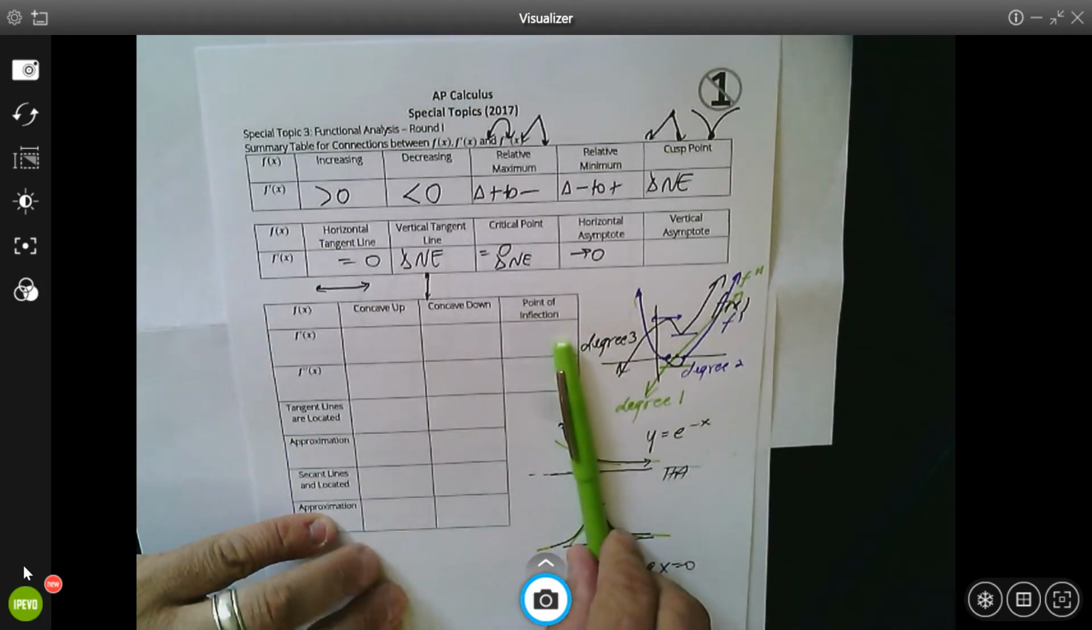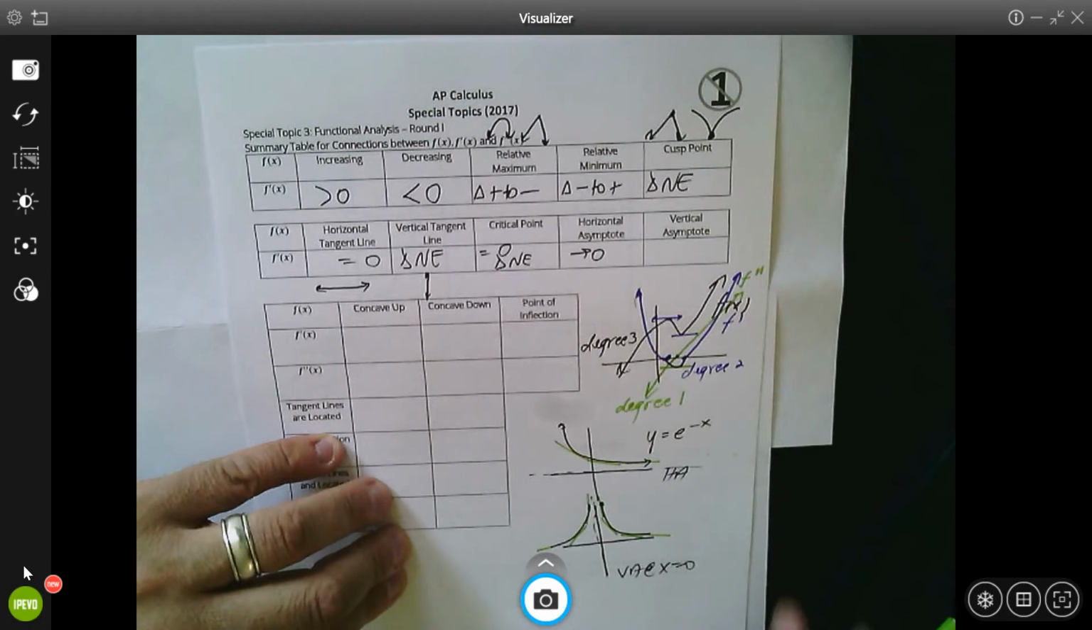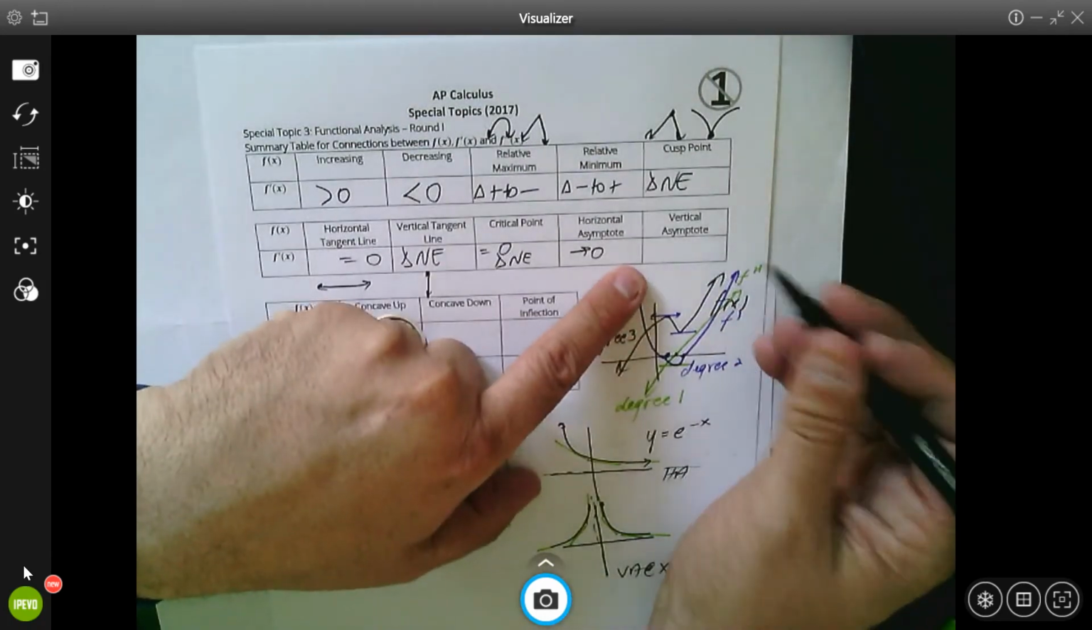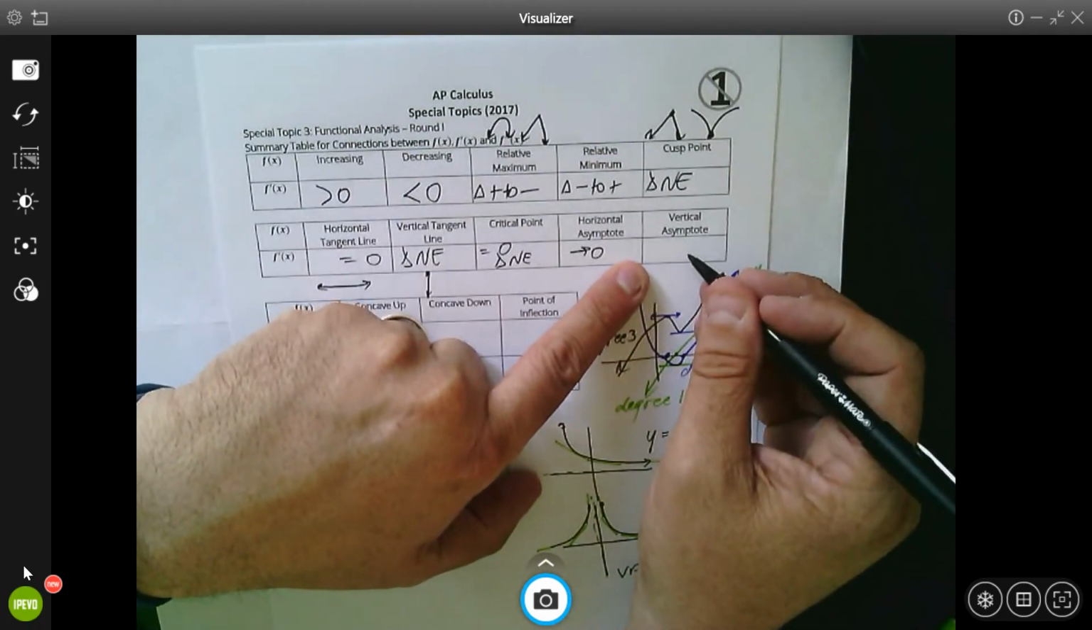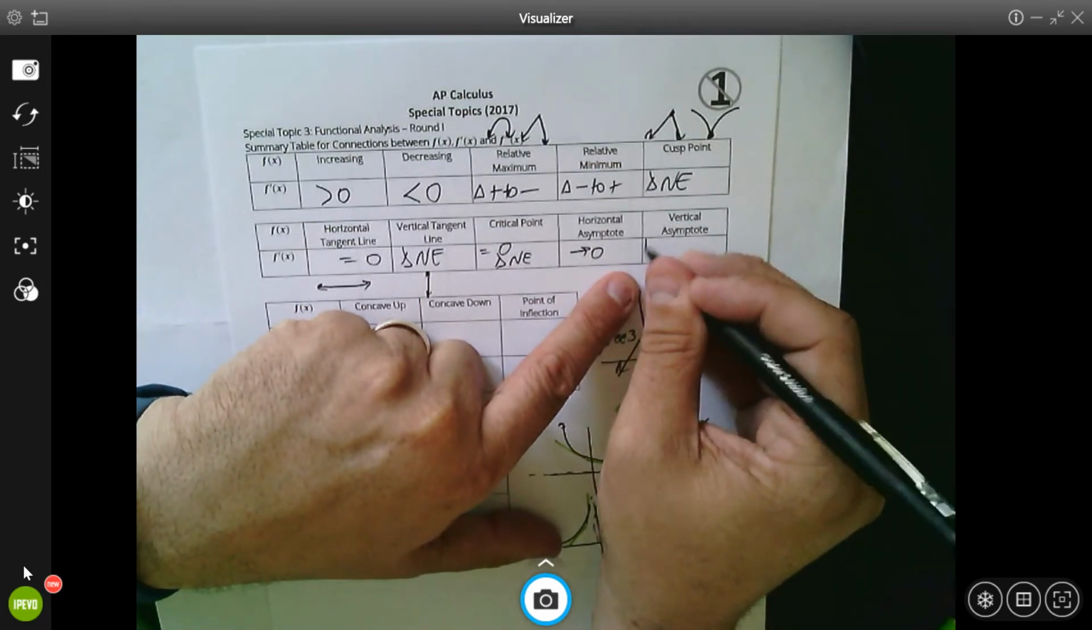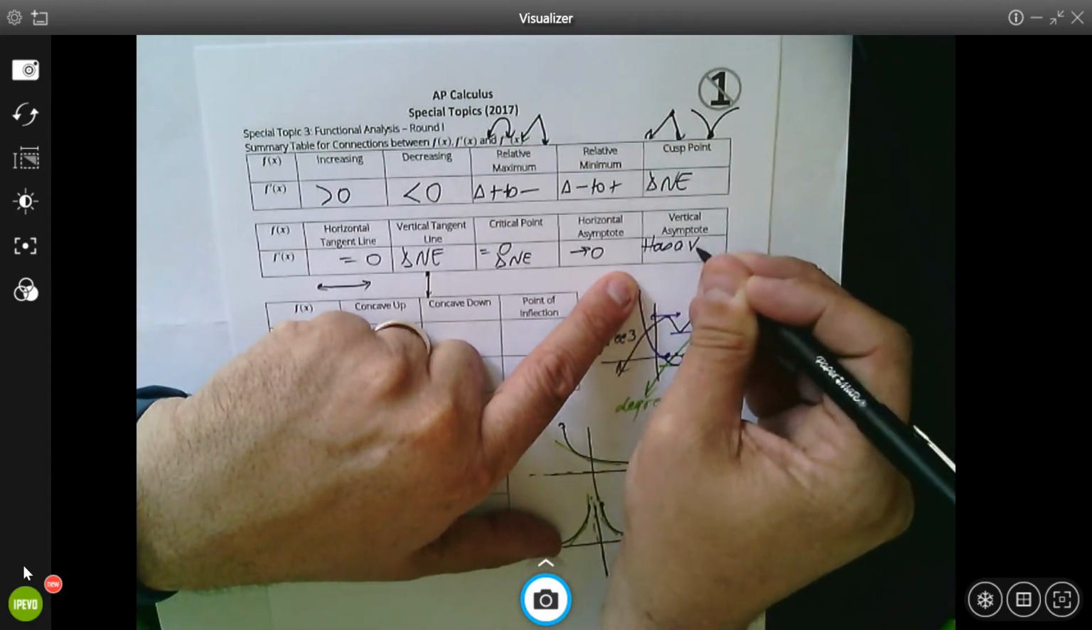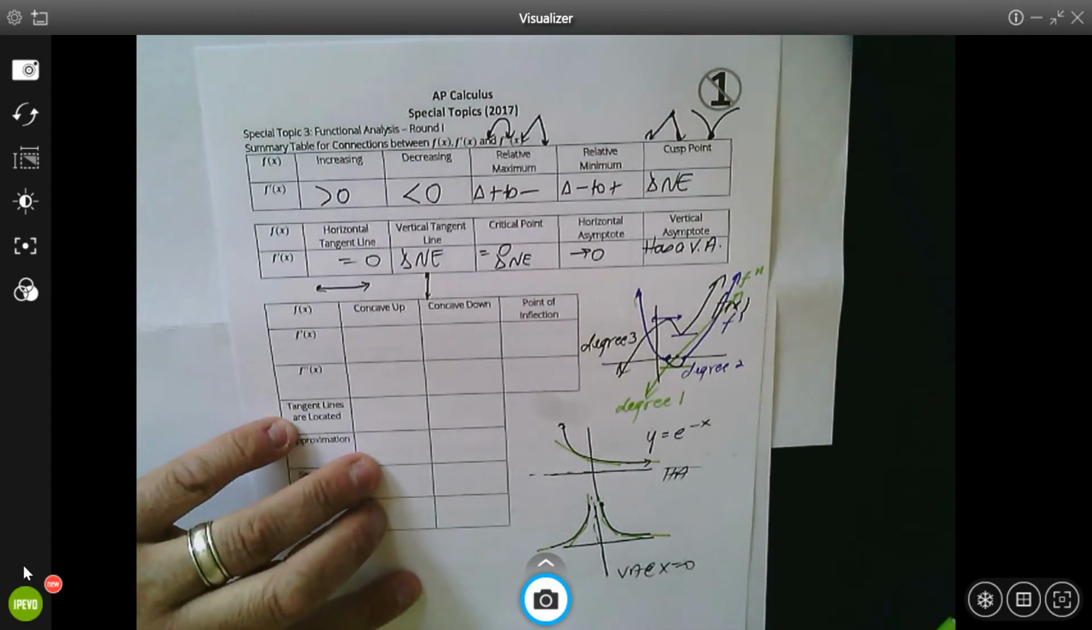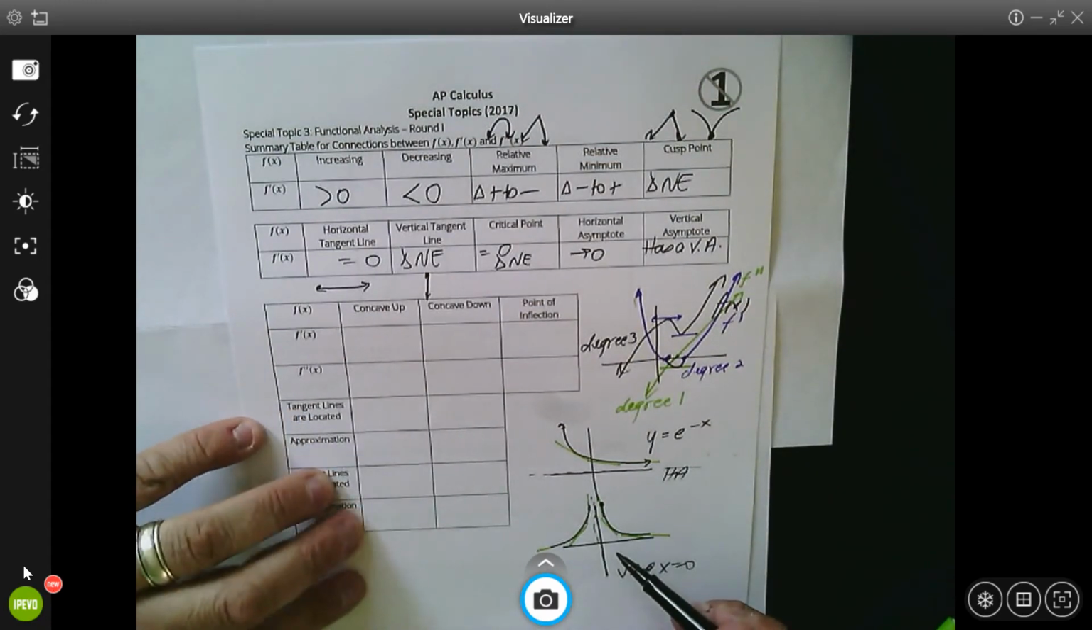Your slope becomes undefined. What I like to tell my students is this: if my graph of f has a vertical asymptote, then f prime also has a vertical asymptote. And it'll have a vertical asymptote at the exact same place.